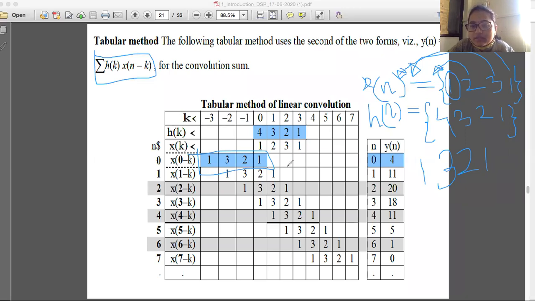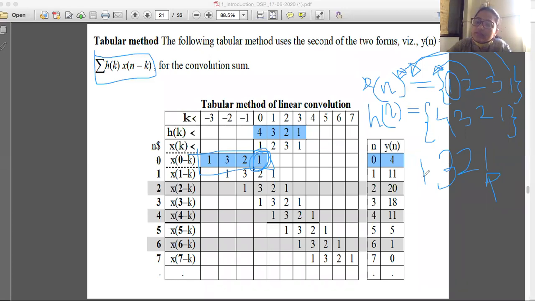This reversing will happen around the 0. So whatever sequence is there will be shifted on the negative side of the axis. Here the sequence will become 1, 3, 2, 1, where the starting point of the sequence will be at 0. So this is nothing but the folding operation.